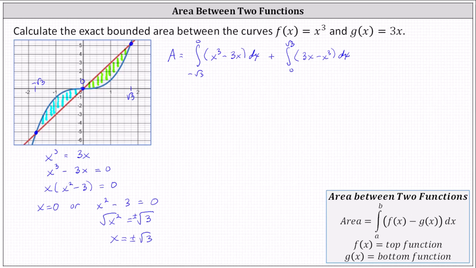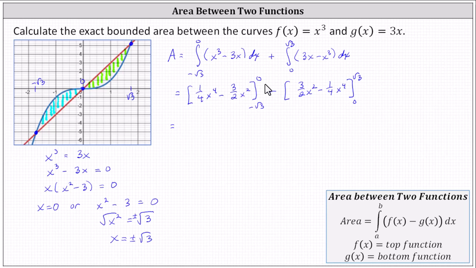Let's determine the antiderivatives. Integrating x cubed minus 3x, we have x to the fourth divided by 4, or 1/4 x to the fourth minus 3 times x squared divided by 2, or minus 3/2 x squared. And then for the second integral, the antiderivative is 3/2 x squared minus 1/4 x to the fourth. Now we determine big F of 0 minus big F of negative square root 3, and then we add that to big F of square root 3 minus big F of 0.